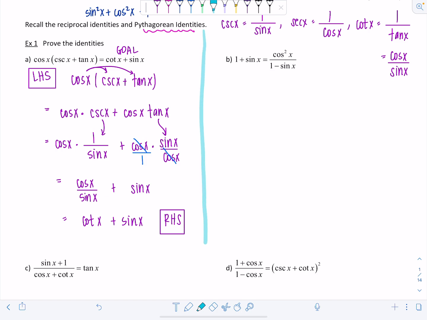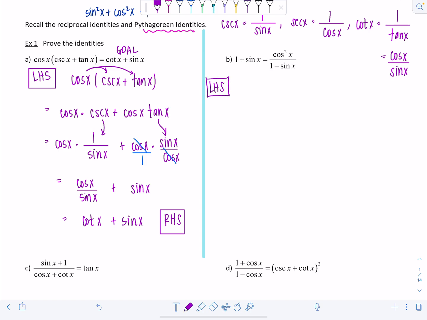Okay, let's look at another example here. We have example B. We need to prove that 1 plus sine x equals cosine squared x over 1 minus sine x. In this one, it's almost equally challenging to pick the left side first or the right side first. Doesn't matter. I'm going to go with the left side first.